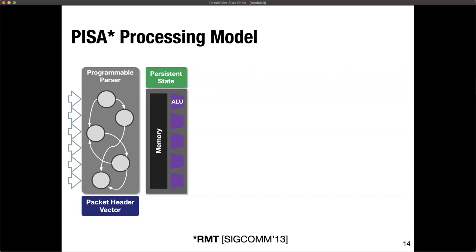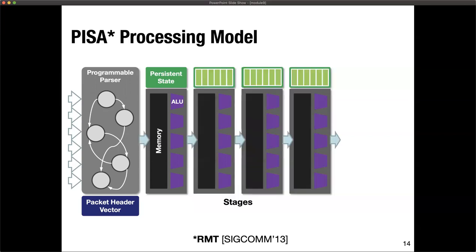So like memory, like I have black and green. You can think of the green one as the SRAM memory that is helpful for the stateful operations. And you can think of the black one as the TCAM memory that is useful for the wildcard matching type of operations. So you have these equally provisioned stages of compute that the packet header vector has to go through.